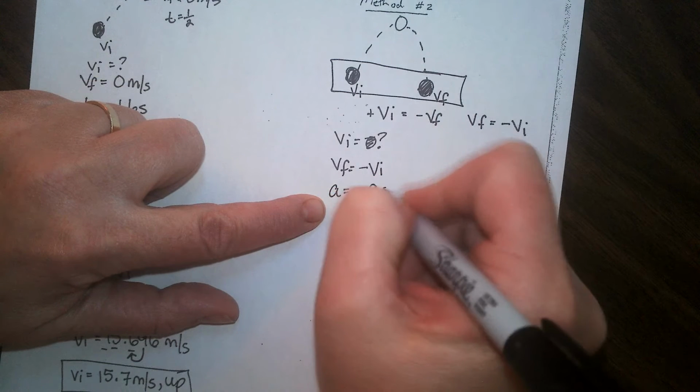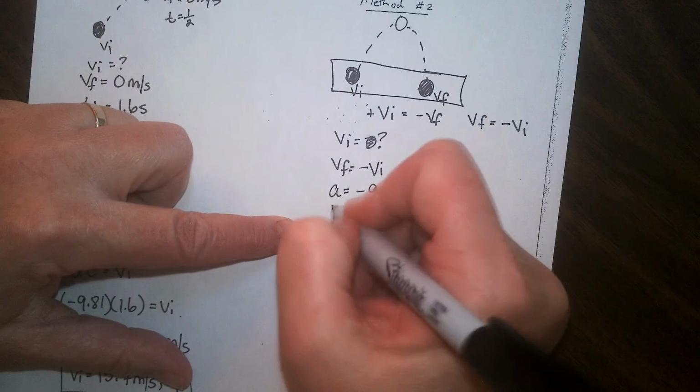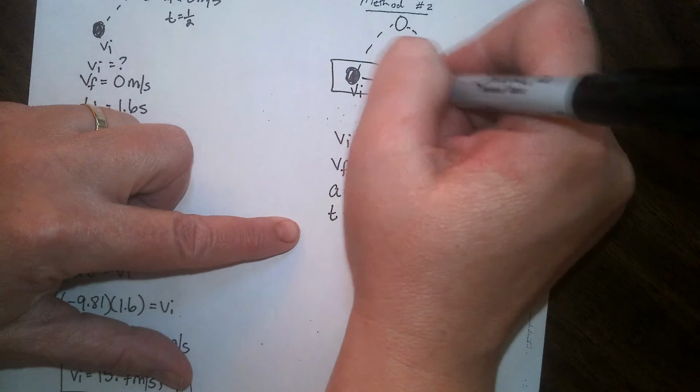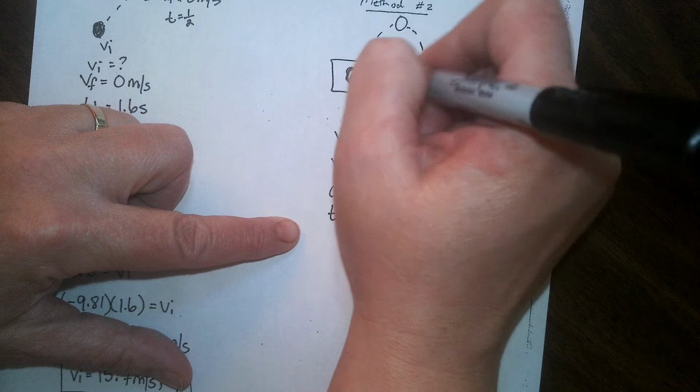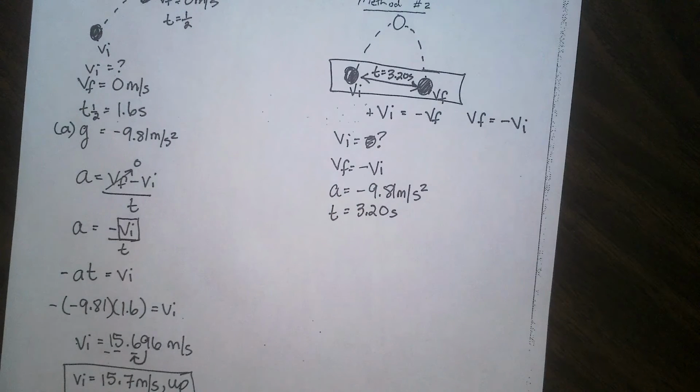Acceleration, still negative 9.81 meters per second squared because it's still going up from VI. And my time, though, is now this piece here. And time was equal to 3.20 seconds. Okay? We agreed to this piece of information once I made my mistake, corrected my mistake? Okay. Looking at VI, VF, acceleration, and time, Paulina, what formula would you pick?